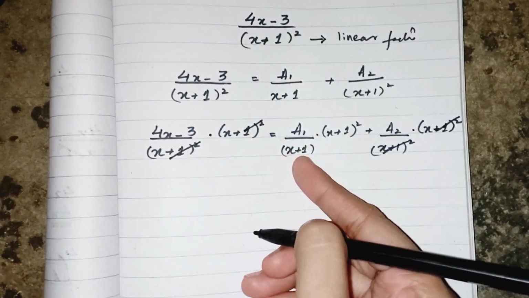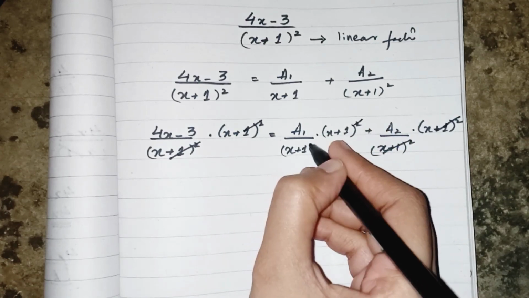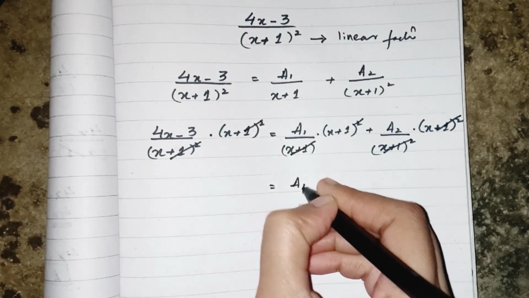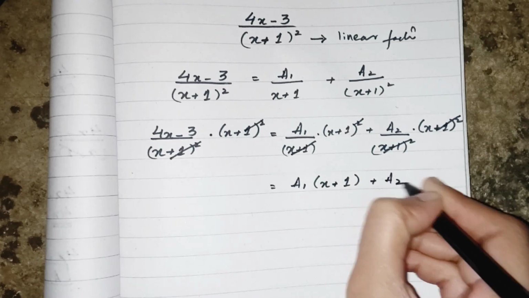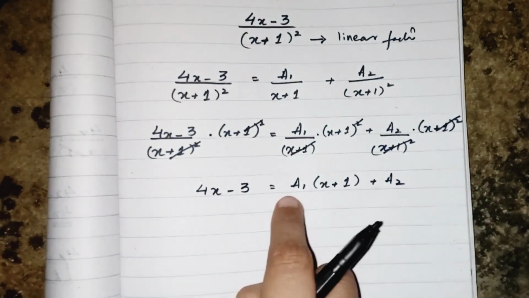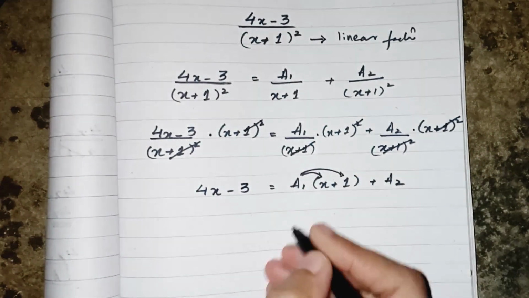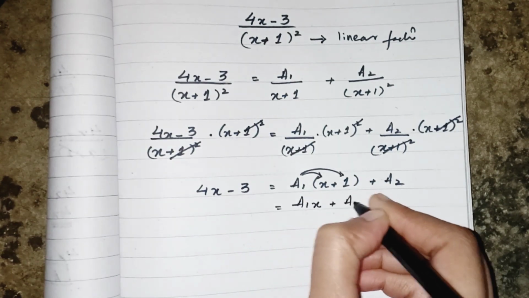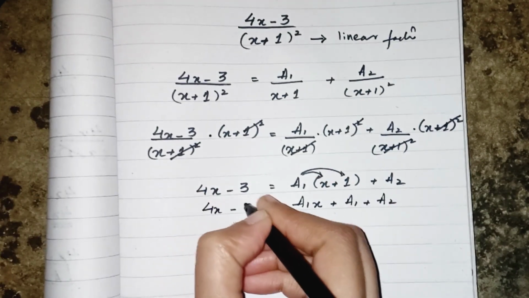Similarly, we have x plus 1 and over here we have a square, which means it has 2 x plus 1. So one bracket should be cancelled out over here. Now we have remaining a1 multiplied by x plus 1 plus a2, where on the other hand we have 4x minus 3. Now this a1 will be multiplied by x similarly with 1. So it will be written as a1x plus a1 plus a2, 4x minus 3.